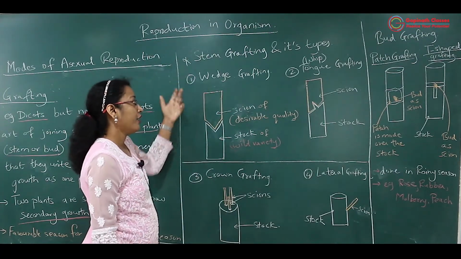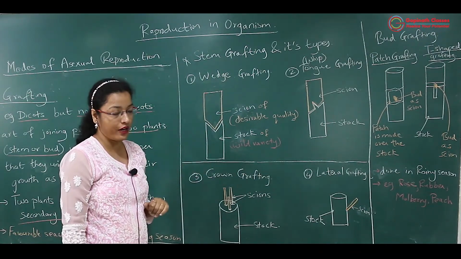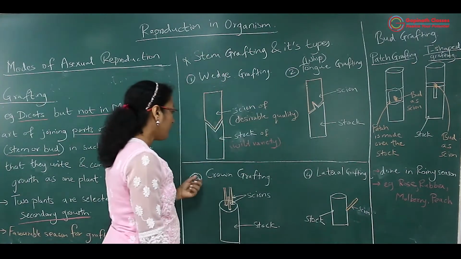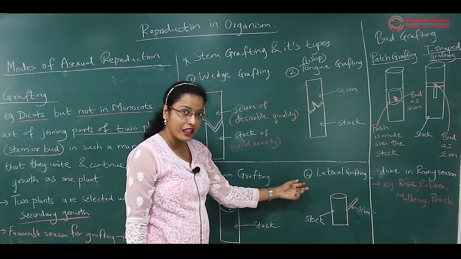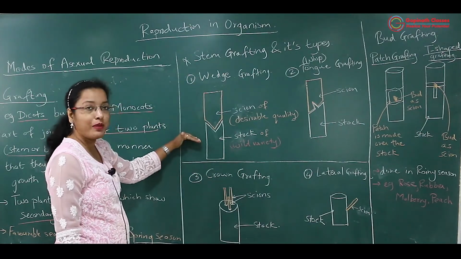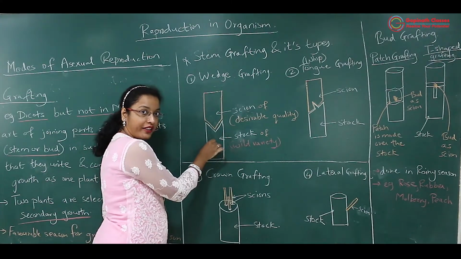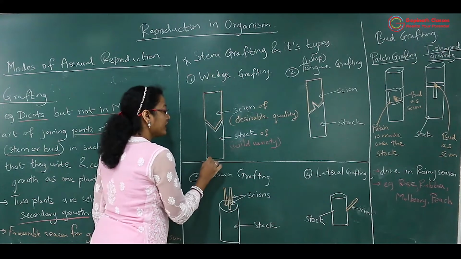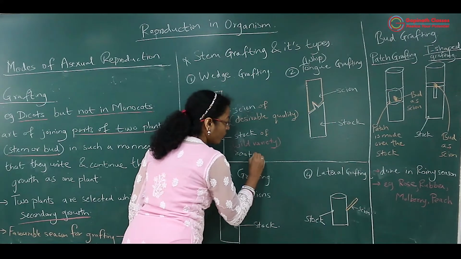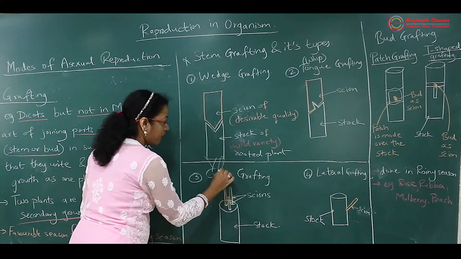Okay. So here you can see I have drawn many diagrams which are indicating different forms of grafting. The first form is wedge grafting, the second one is tongue grafting, the third is crown grafting, and the fourth one is lateral grafting. So in all the forms, what is basically seen is that two different plant stems are used in grafting. Okay. So here you can see this is the rooted plant. Stalk is what? Stalk is the rooted plant.